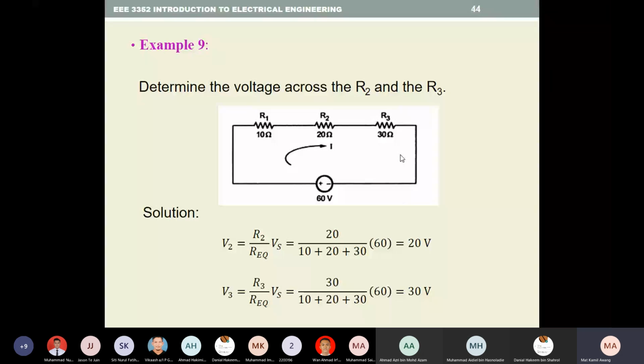What is the voltage across R1? Anyone can guess? Or anyone can calculate? 10, sir. 10 volt. That's correct. So basically you get the hang of it already, right?